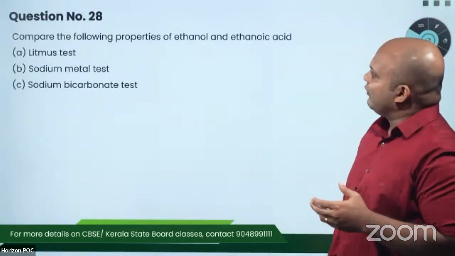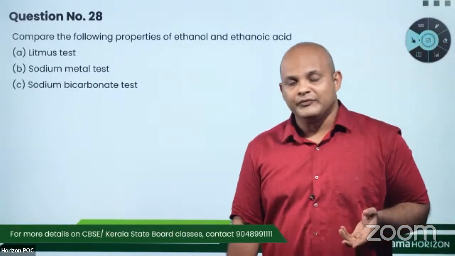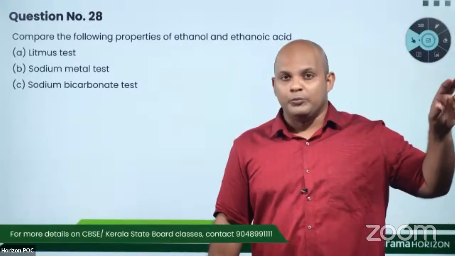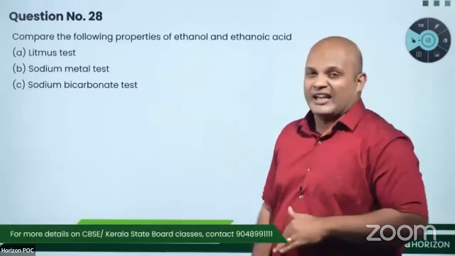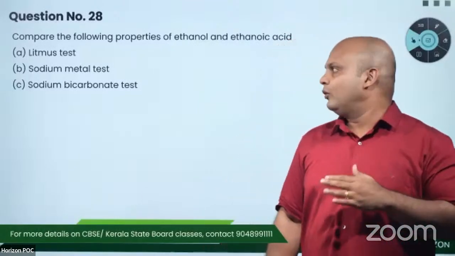Compare the following properties of ethanol and ethanoic acid. So ethanol is an alcohol. Ethanoic acid is a carboxylic acid. Ethanol contains the OH group, the hydroxyl group. And ethanoic acid is also called vinegar. It contains the carboxylic acid group, that is COOH.